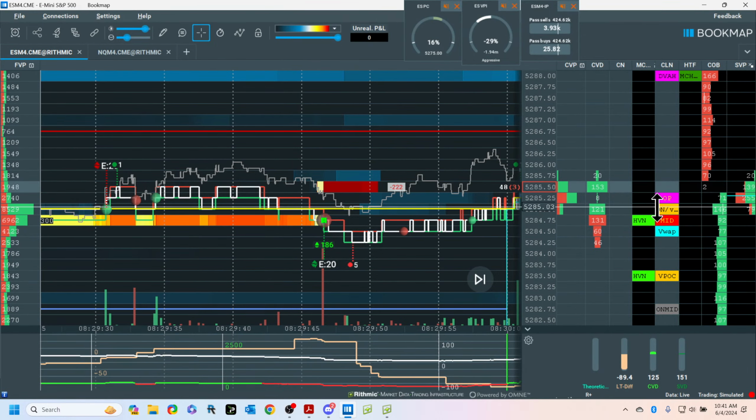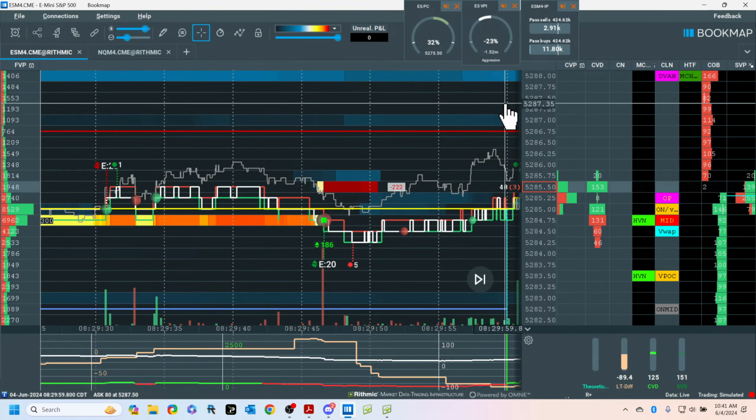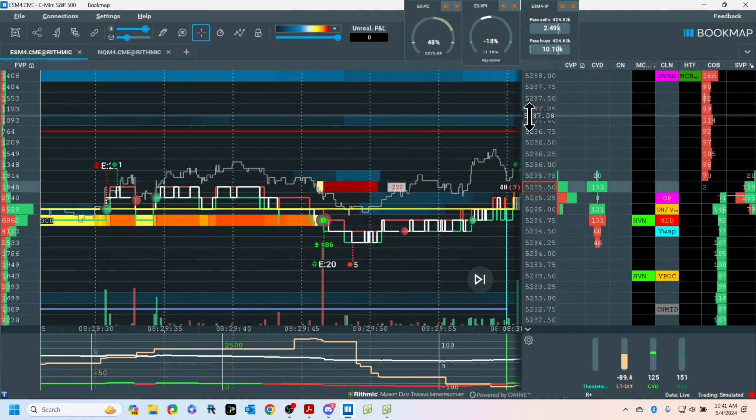So, RTH open. Now, there's a couple possibilities. Now, I came in looking for continuation higher based on yesterday's close. Now, the fact I look for that is there's always two possibilities.